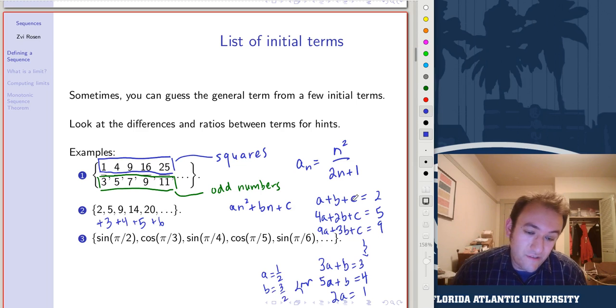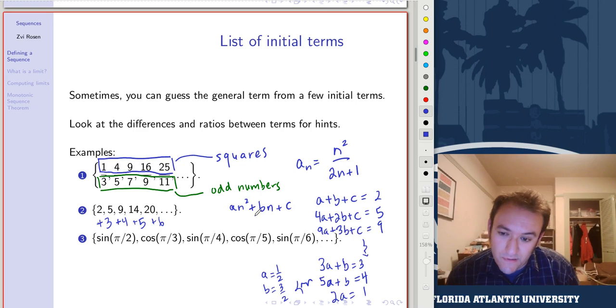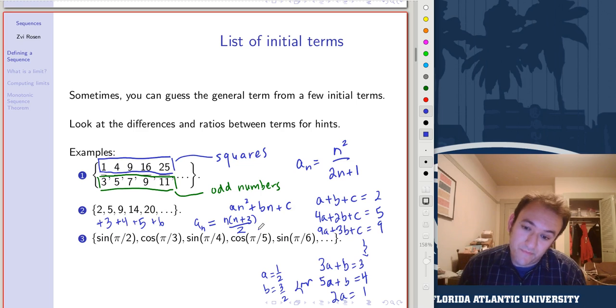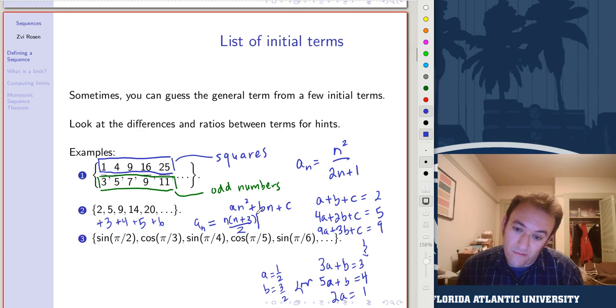And plugging that into the first equation, we get that c is equal to 0. Okay. So putting that all together, the general term a sub n will be given by 1/2 n squared plus 3/2 n, or n times (n plus 3) divided by 2. Okay, I'm going to circle this here.